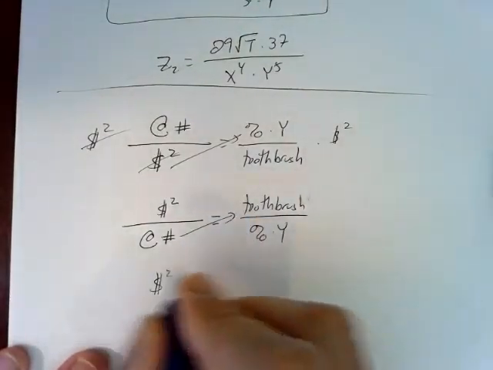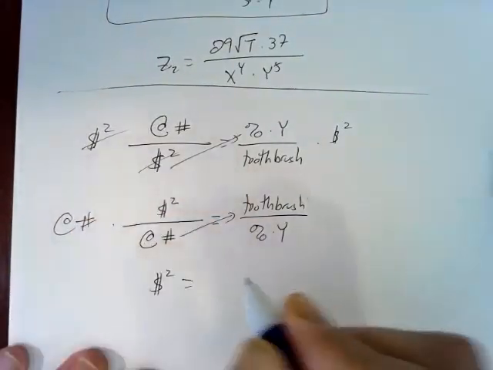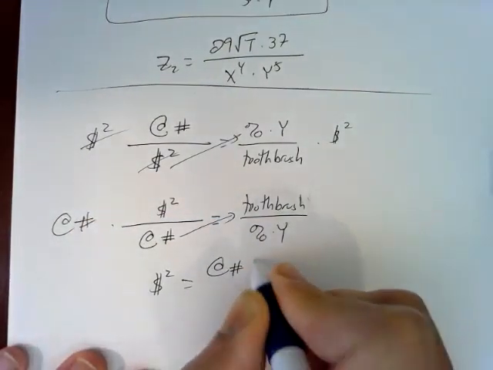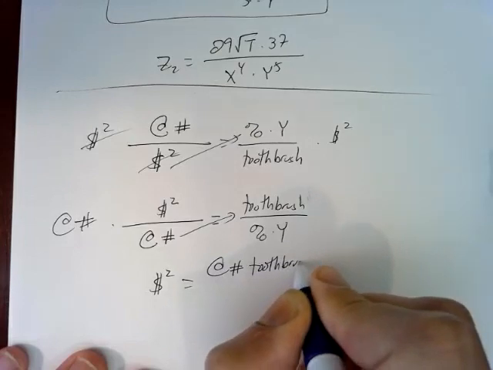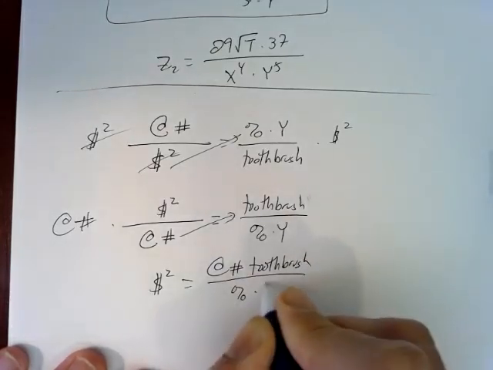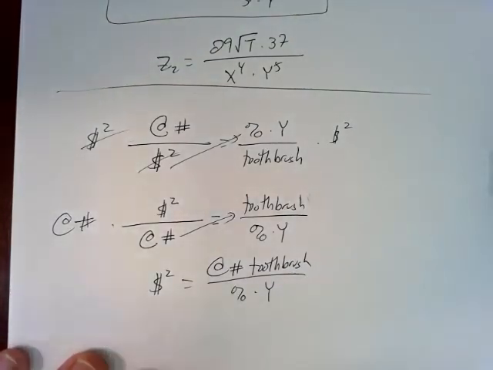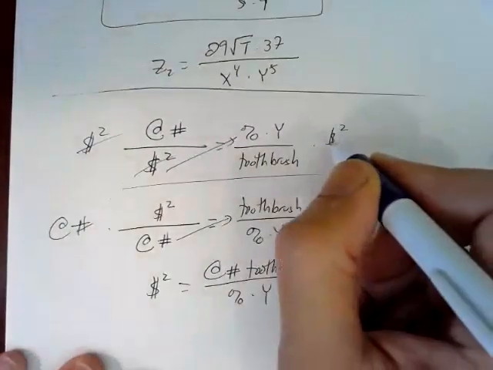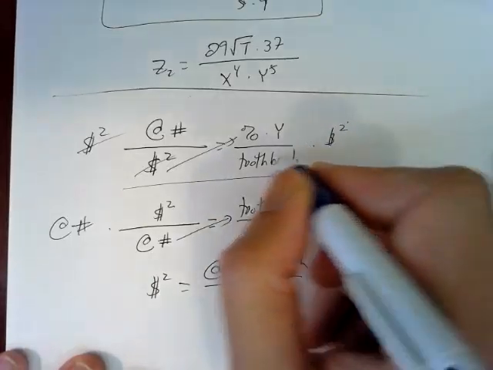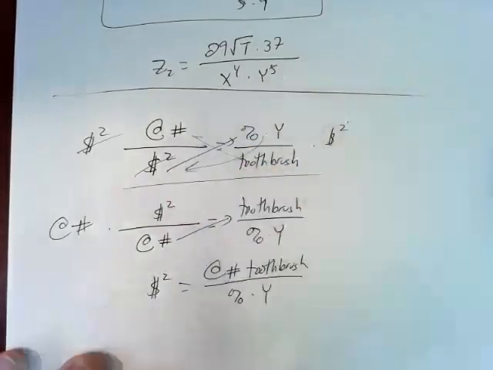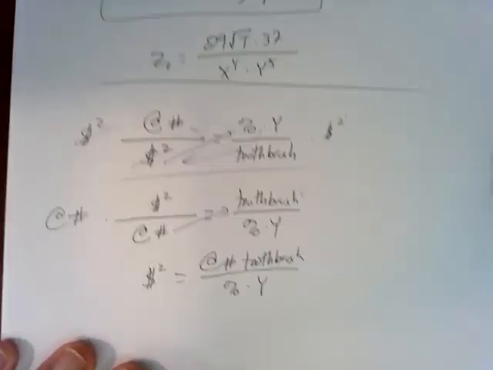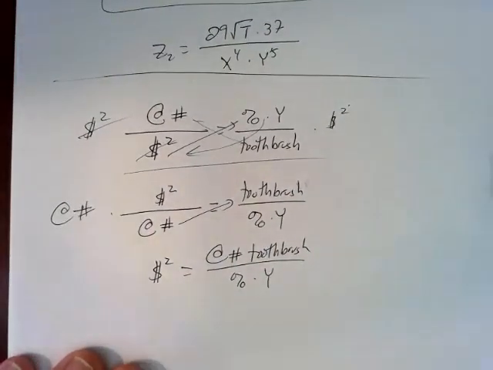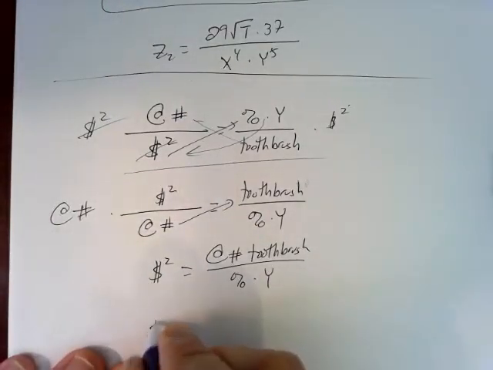And then to isolate $ squared, I'm going to multiply both sides by at hashtag toothbrush over percent times y, which is where we would get if we stuck with multiplying both sides by $ squared, and then we'd have to multiply by toothbrush, divide by percent times y. So either way you did it is perfectly fine if you got to this step.